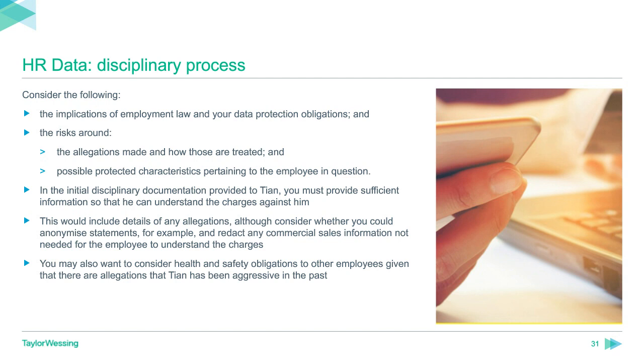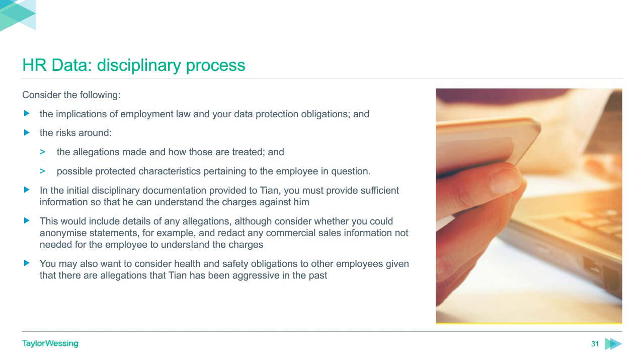But in terms of tackling this head on, you'll appreciate that you're going to have to consider the implications of employment law whilst keeping in mind your data protection obligations. So at the outset of the disciplinary process referred to in the scenario above, you've got to keep in mind the risks around the allegations made and how they were treated, and possible protected characteristics pertaining to Tian in this circumstance, as well as how do you manage his data and what do you give to him.